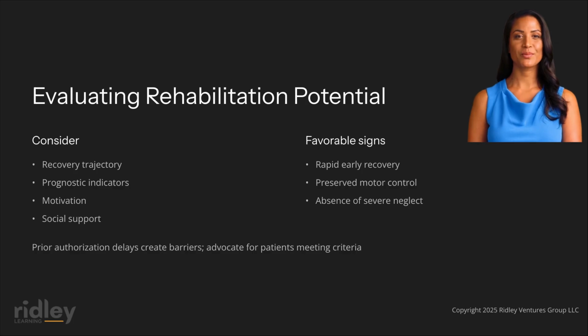The evaluation of rehabilitation potential should consider not only current functional status, but also the trajectory of recovery observed during the acute hospitalization, the presence of prognostic indicators associated with favorable outcomes, and the patient's motivation and engagement with rehabilitation goals. Patients demonstrating rapid early recovery, preserved motor control in affected limbs, absence of severe neglect or anosognosia, and strong social support systems generally have favorable prognoses that support intensive rehabilitation investment.